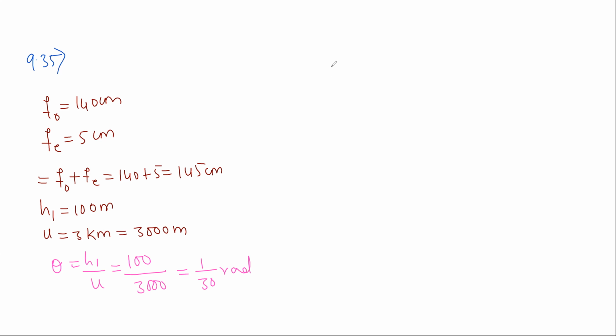Where h2 is the height of the image of the tower formed by the objective lens. Therefore, 1/30 is equal to h2 divided by 140. h2 we have to calculate, 140 divided by 30, so we are getting 4.7 centimeter. So next, the objective lens forms a 4.7 centimeter tall image of the tower, we give this as the answer.